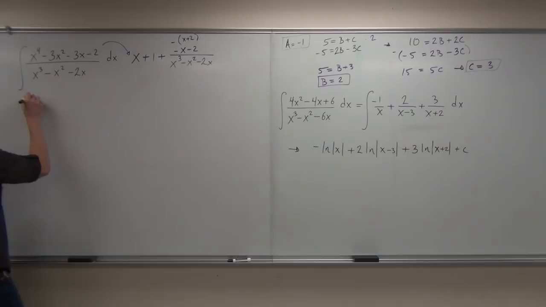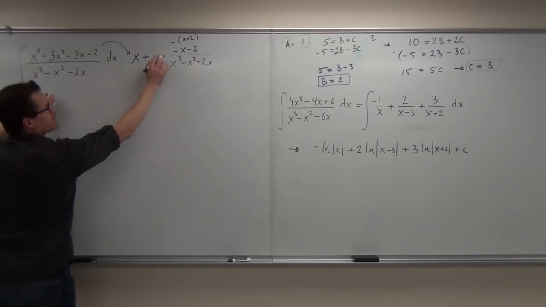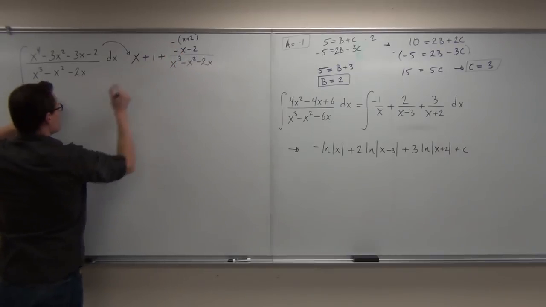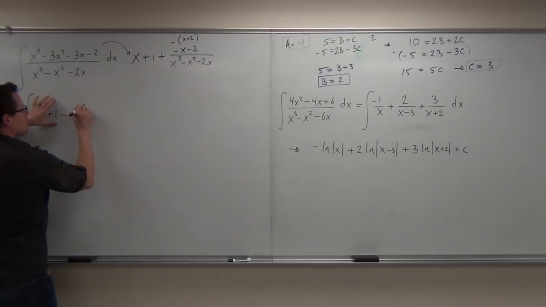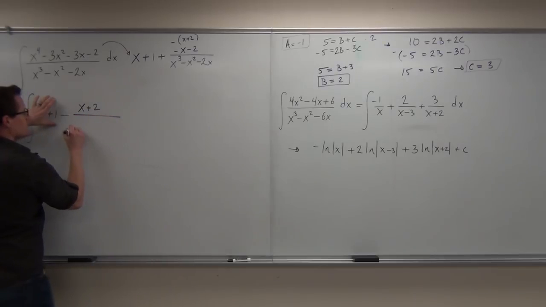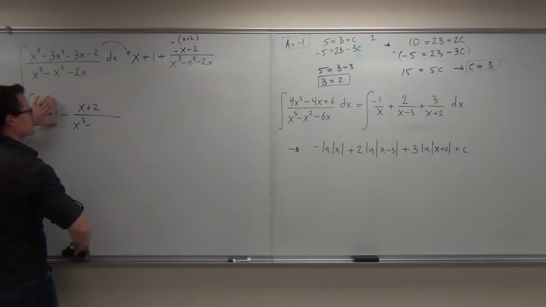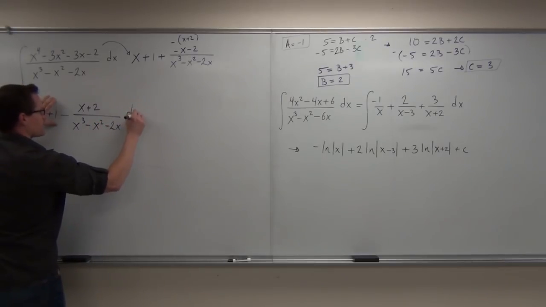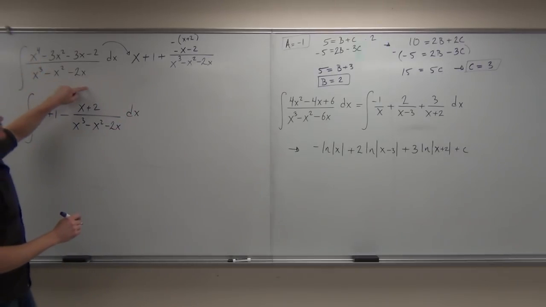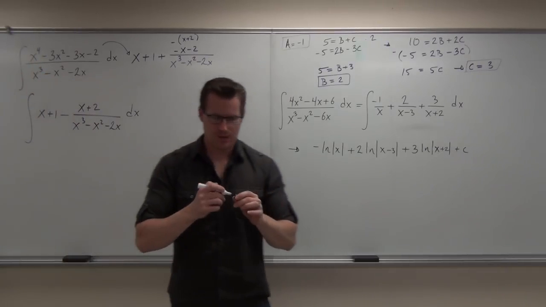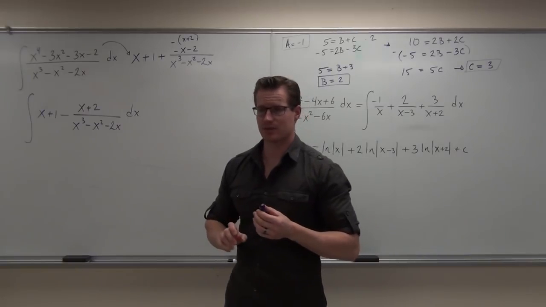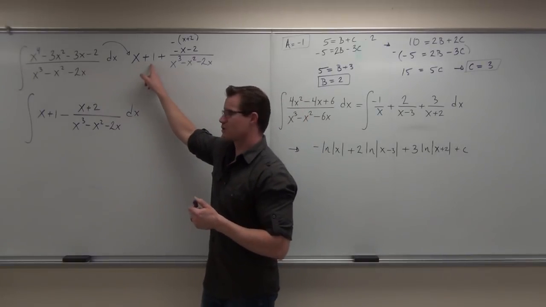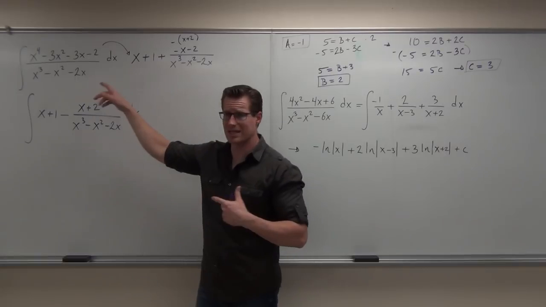So then we know our integral is now x plus 1, no problem. Then look at this. Plus a negative, that's minus x plus 2 over x to the third minus x squared minus 2x dx. So we do long division. Long division is kind of nice with this. Look at this, it pulls out some terms here that are really easy to integrate.